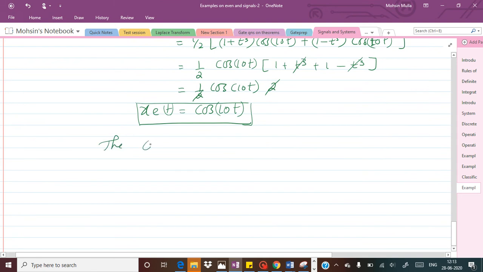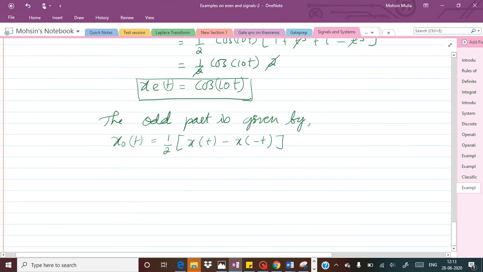Similarly, the odd part is given by 1 by 2 times x of t minus x of minus t. So let us again substitute the terms. 1 plus t cube cos 10t minus 1 plus minus t cube cos 10t.